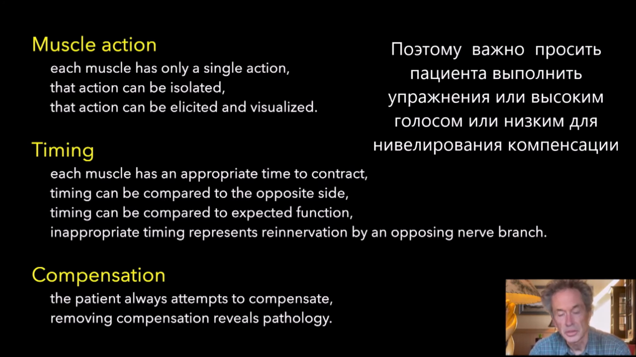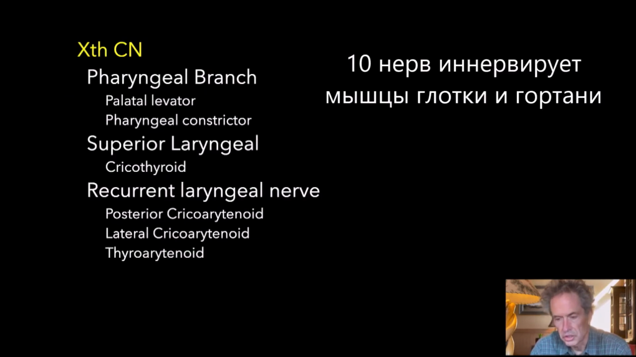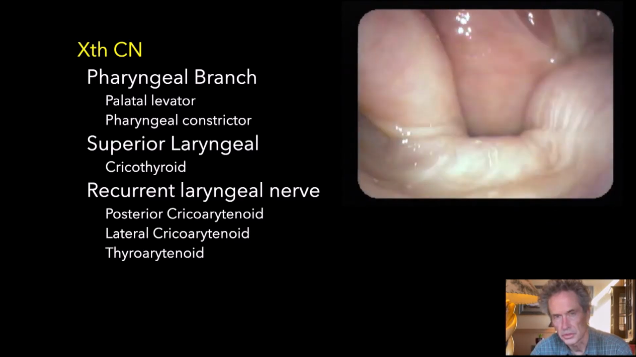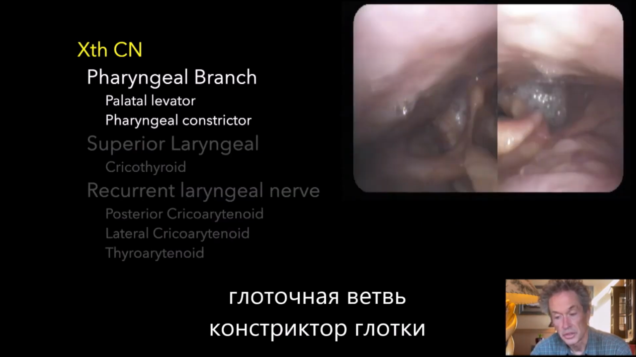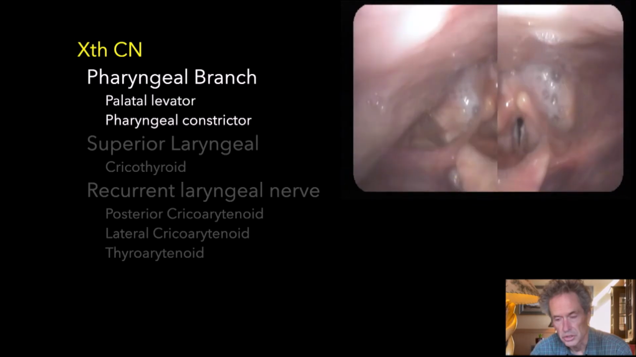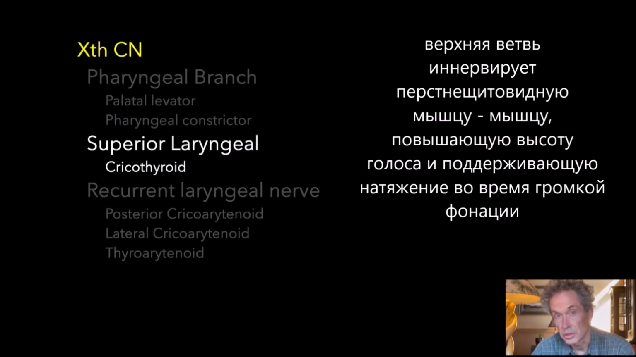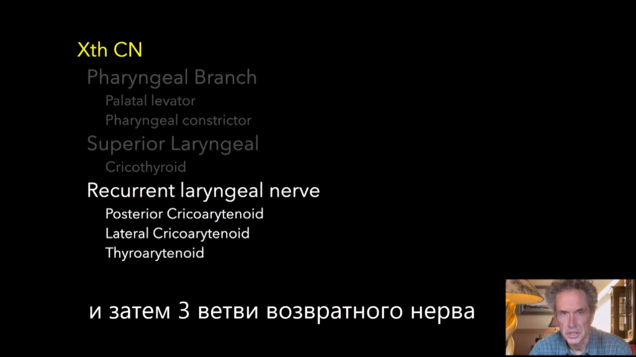Well, as a general overview, the 10th nerve supplies the muscles of the larynx and pharynx, and whenever you have a problem in the larynx, you certainly want to examine all of those muscles, starting with the palate, the pharyngeal branch, and the pharyngeal constrictor. And then the superior branch goes to the cricothyroid, the muscle for high pitch and for maintaining tension during loud phonation. And then the three branches of the recurrent nerve, which we'll be focusing a lot on.